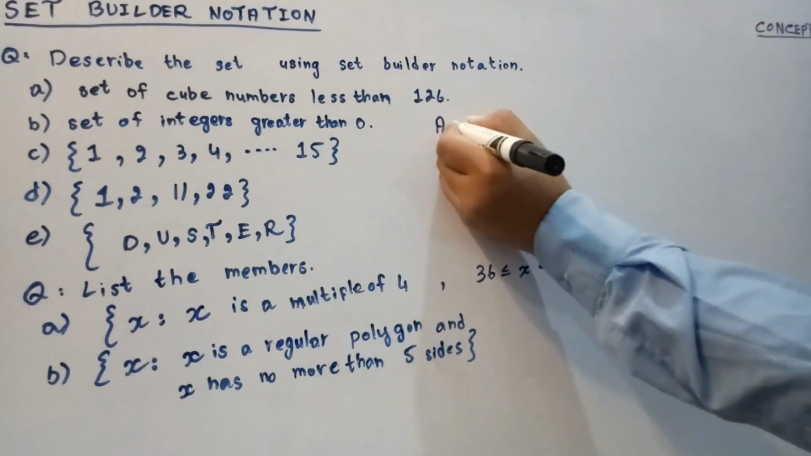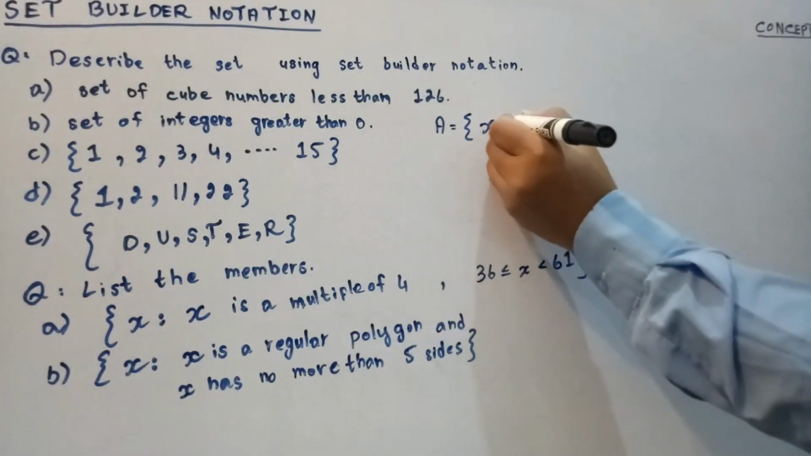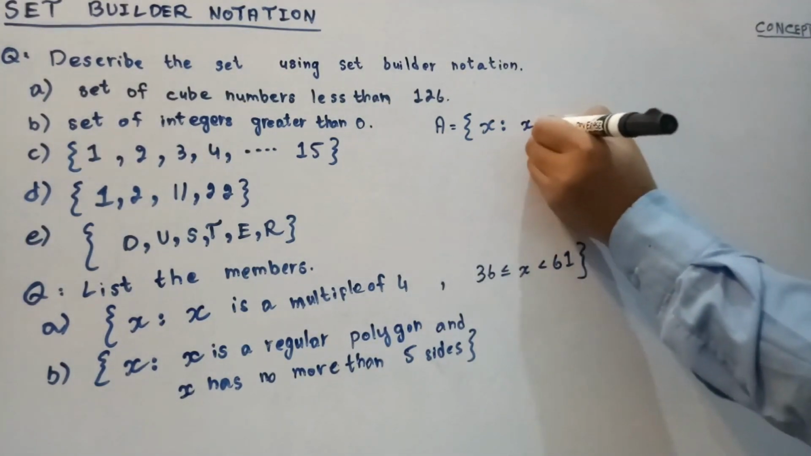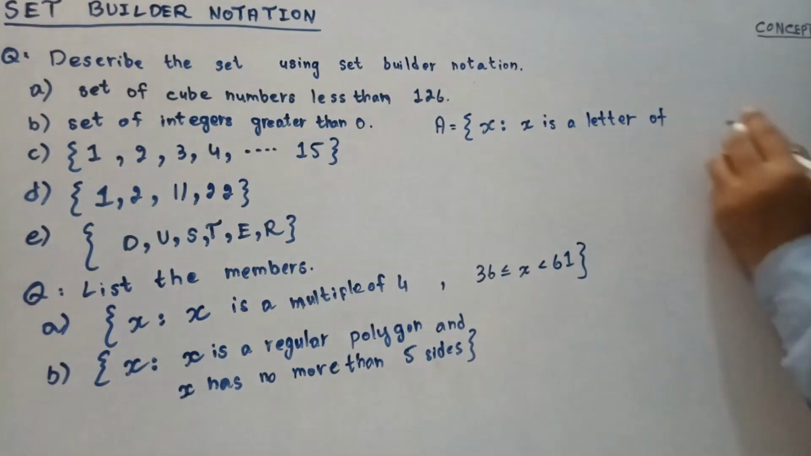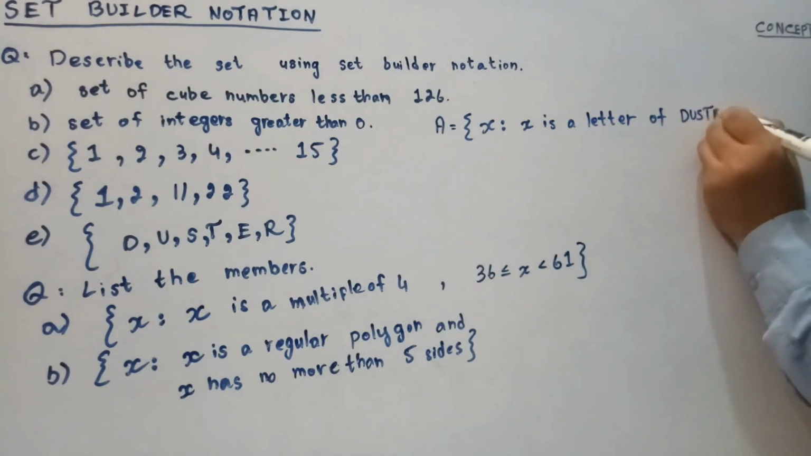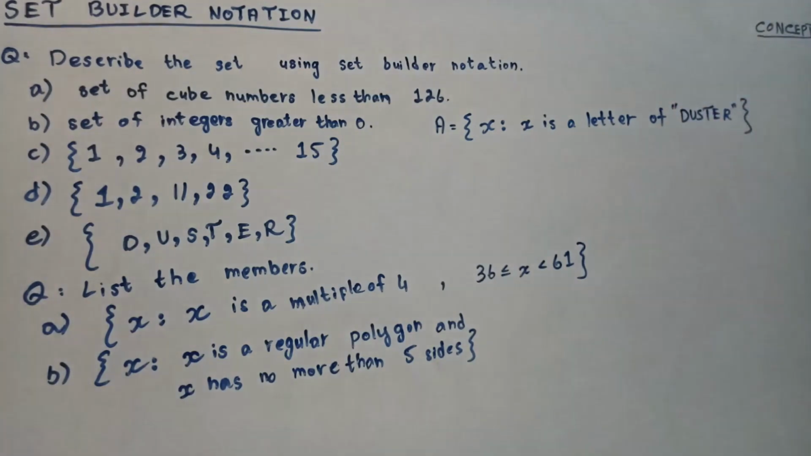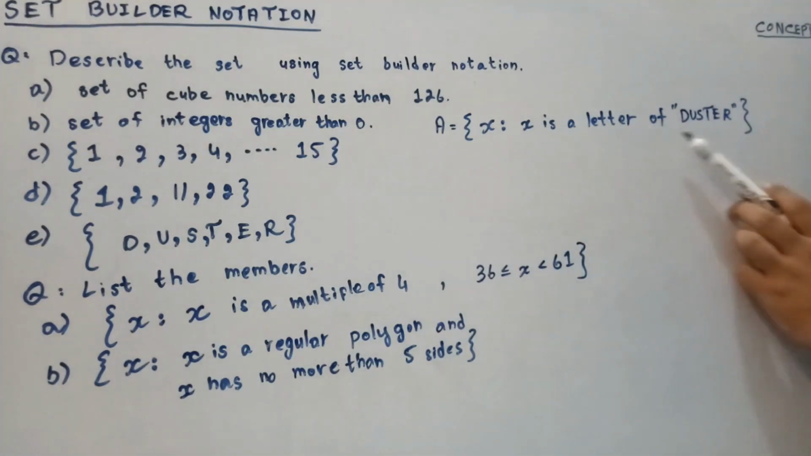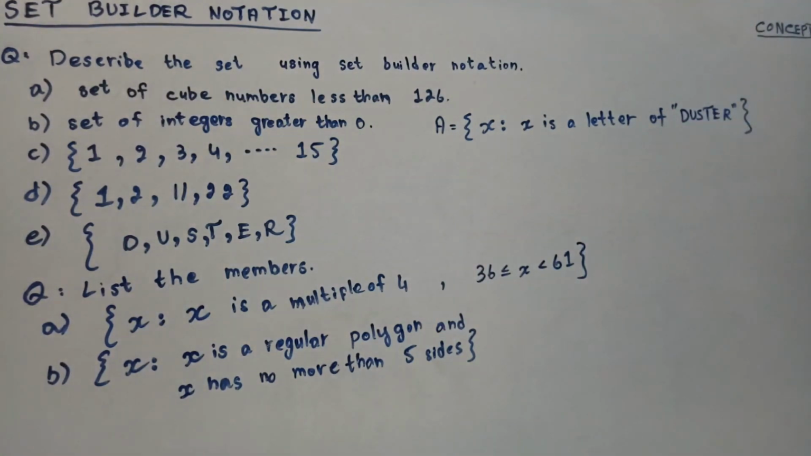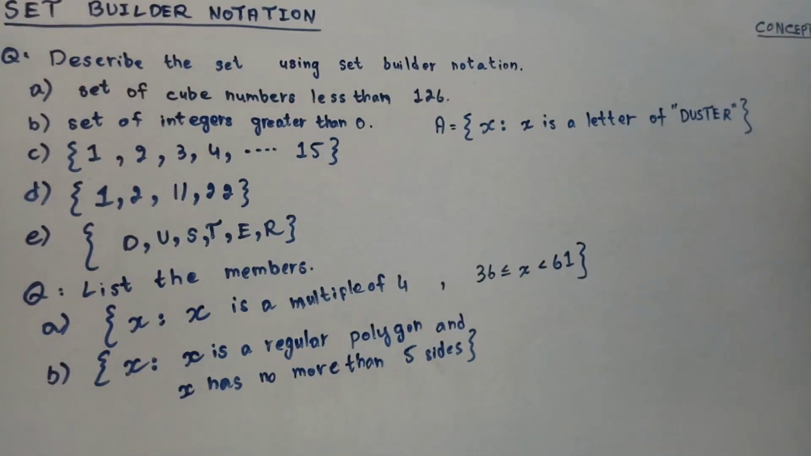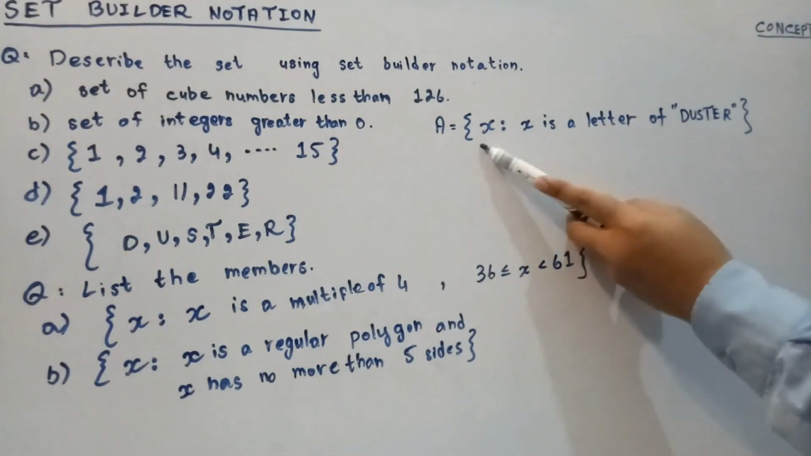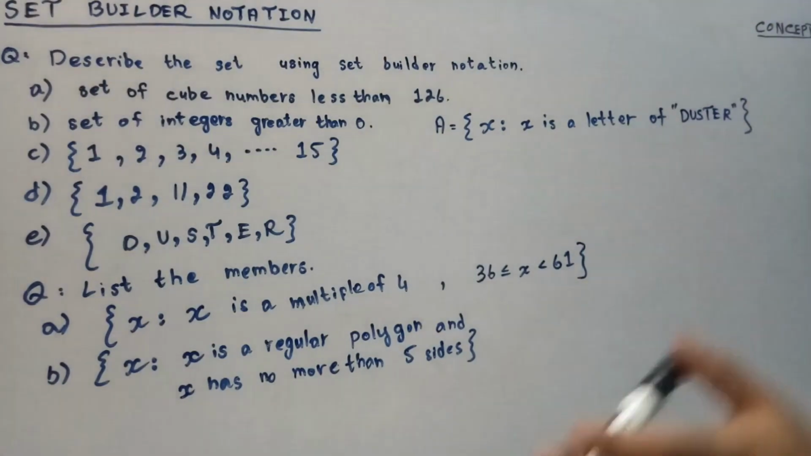Now, how can we describe it? I can say that we have a set A, and in this the elements are X, such that X is a letter of duster. X are the elements such that X are the letters of this word duster. You can see D-U-S-T-E-R, these X are the letters of this word duster. So we have described this set in set builder notation. I hope you're getting all my points, because it's not a hard concept, it's easy. Clear?